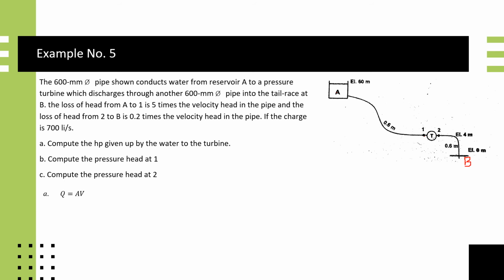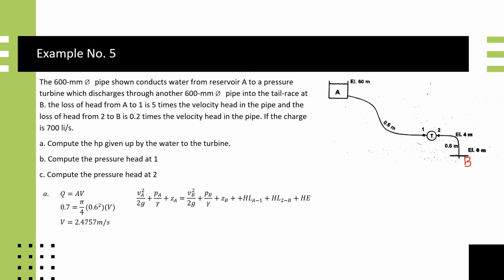So, solve muna natin yon using Q is equal to AV discharge formula. Okay? Q is 0.7. That is 700 liters. Kinonvert ko into cubic meters. Is equal to pi over 4. At dahil 600 mm diameter pipe yan, ginawa akong meters ulit. 0.6 squared. And then, times the velocity, which is yung hinahanap natin. So, V will be equal to 2.4757 meters per second.